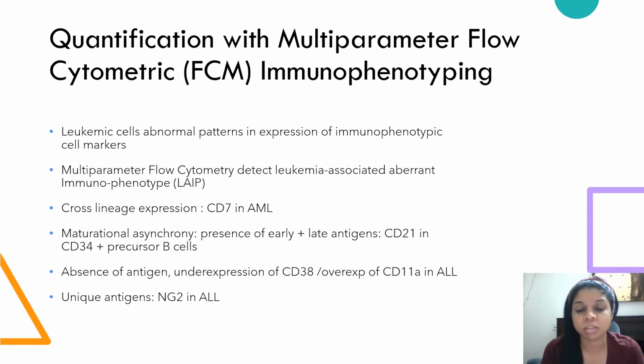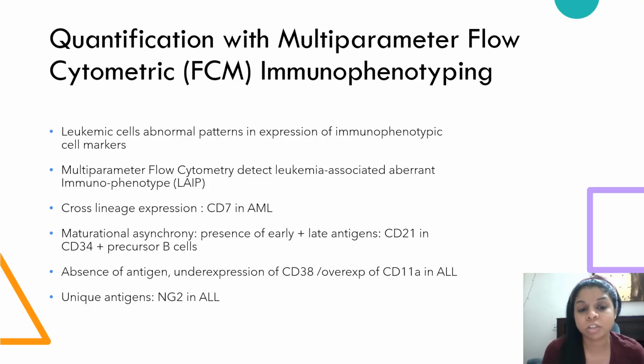Maturational asynchrony means there are certain markers which should be seen in the precursor cells and certain markers which are to be seen in the mature cells. So if there is simultaneous expression of both the mature as well as the precursor cell markers, then you know it can be leukemia. An example is CD21, which is a mature B cell marker, seen in CD34 positive precursor B cell lymphoblasts. If you see CD21 in those, that is also a sign of leukemia. So we can detect that in leukemic cells and identify whether there is residual disease or not.